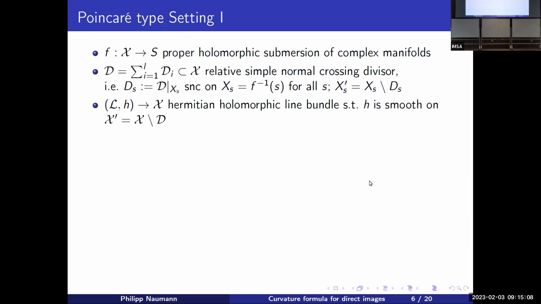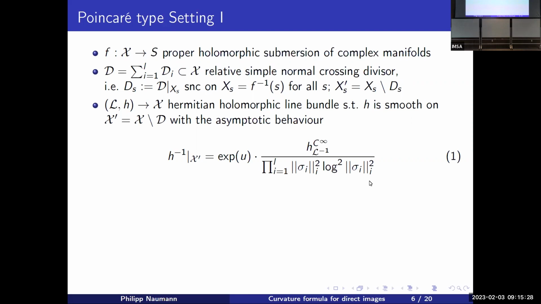And then, as before, we have some Hermitian holomorphic line bundle on this total space, but now it's only smooth outside the divisor. And it has some specific asymptotic along D, which is given by this expression. For some reason, I gave the expression for the inverse metric. In the numerator, maybe first we ignore this, just think of it as one, there's just some usual C infinity metric. And then in the denominator, we have some function, and we recognize here the Poincaré type form. So it has some Poincaré type cusp along the divisor. So the inverse has Poincaré type singularities, which means the metric itself has Poincaré type zeros.